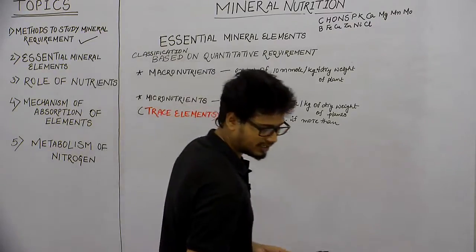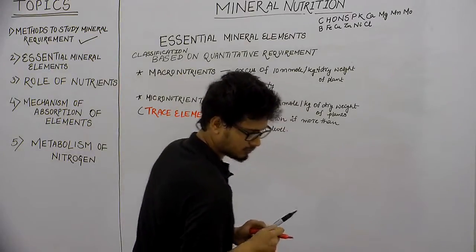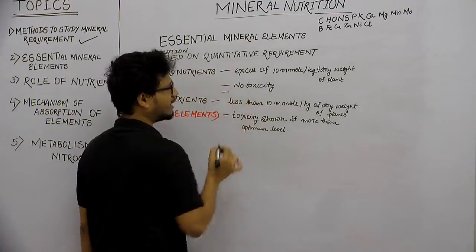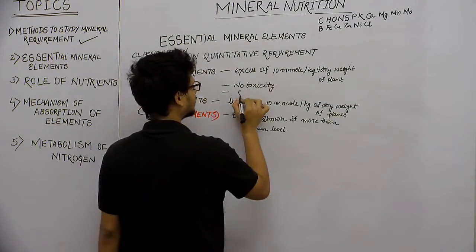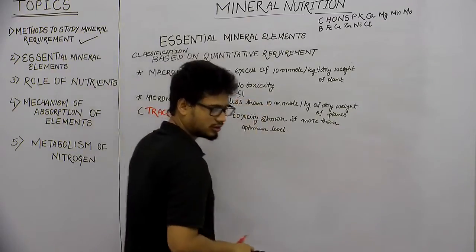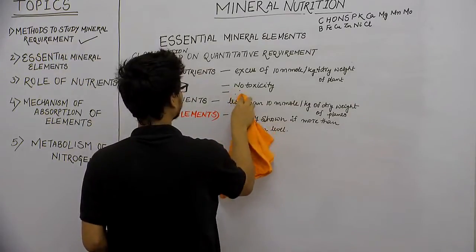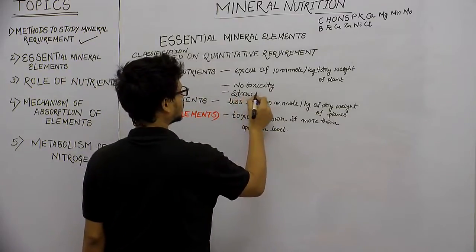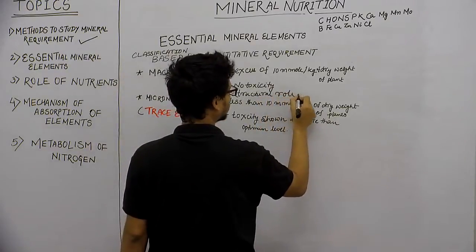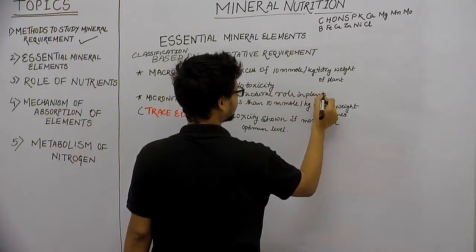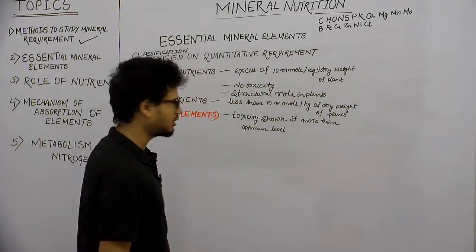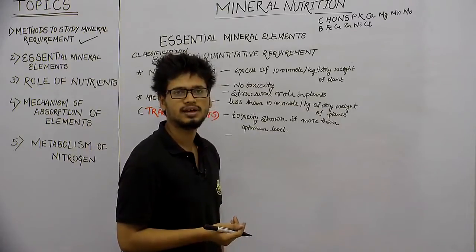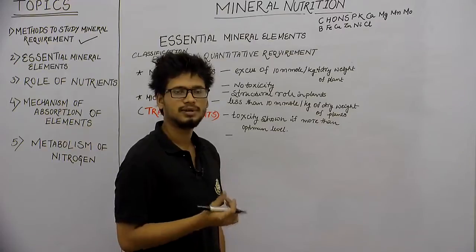Now let's enumerate which are which. Usually macronutrients have a role in the structural and functional aspects; they have a structural role in plants. When we're talking about the trace elements, they have much more of a functional role, like activation of enzymes, or acting as a catalyst in a reaction. So they have limited roles but important roles nevertheless.